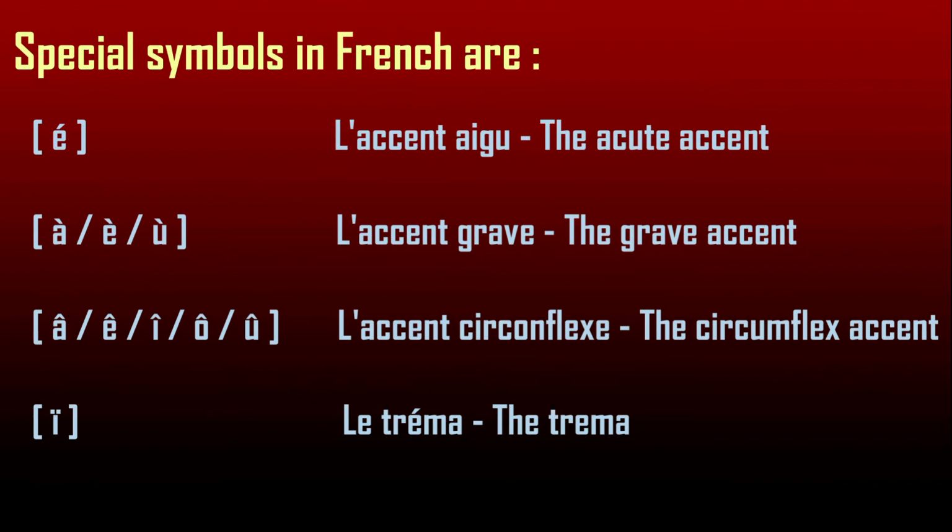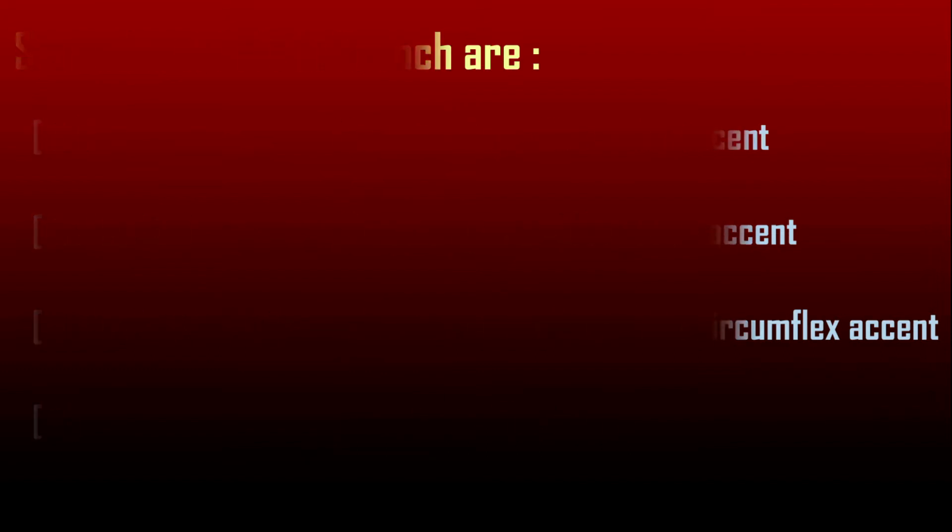The special symbols are, first of all, E acute accent. See, over E there is an accent. That's called l'accent aigu, the acute accent. The next one, l'accent grave, the grave accent. Third one, l'accent circonflexe, the circumflex accent. And le tréma, the tréma.